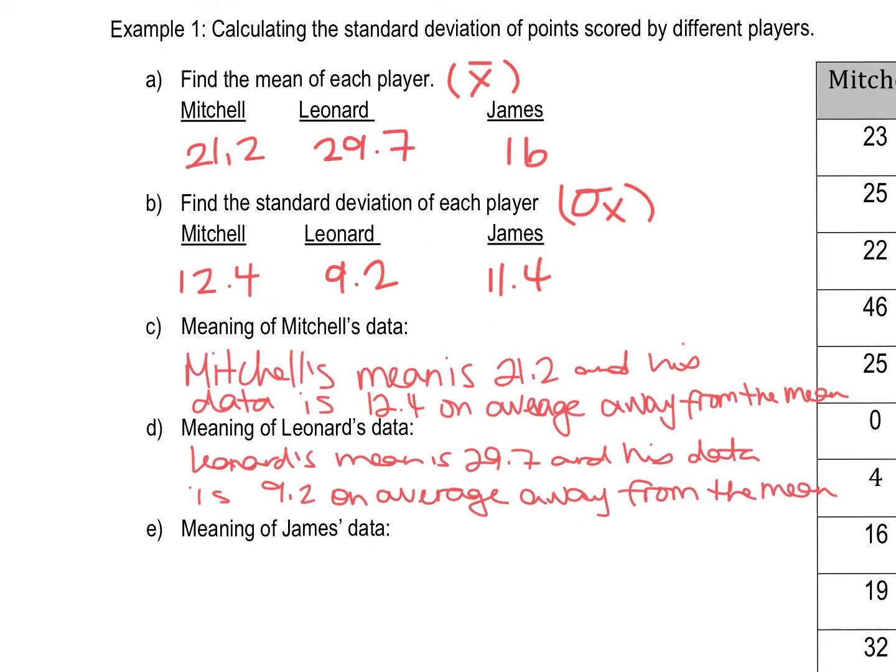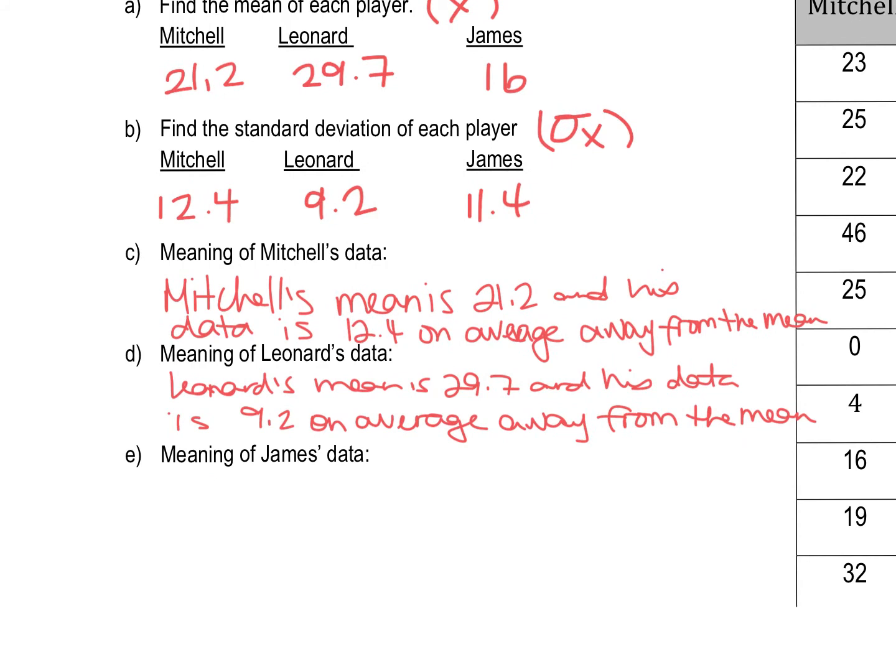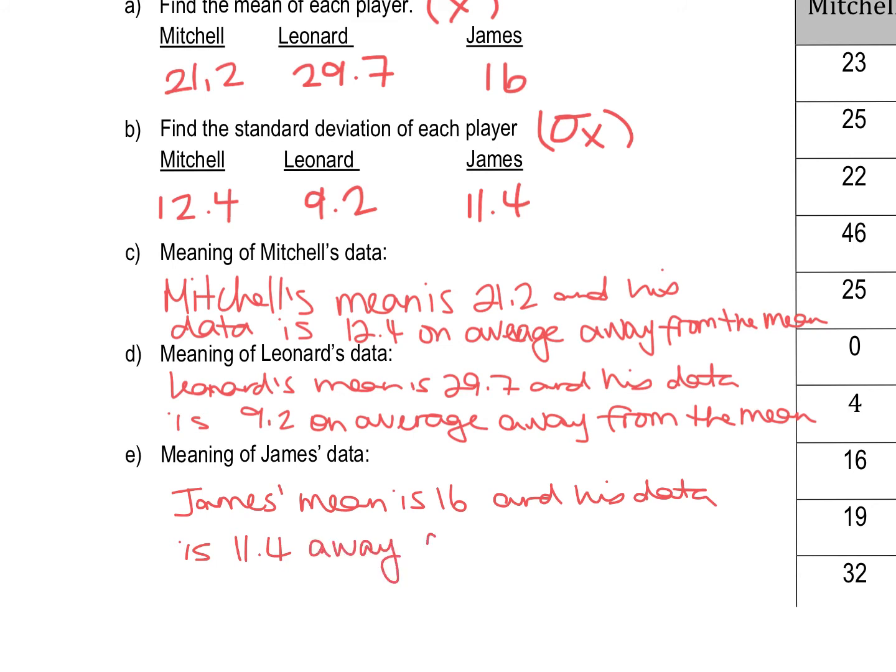Okay, for James, we'll just write a similar sentence. So we'll say James' mean is 16, so much lower, and his data is 11.4 away from the mean. Okay, so that is what we're seeing.